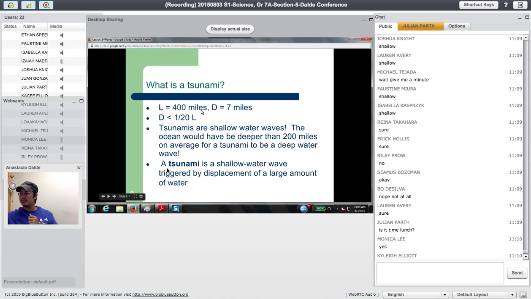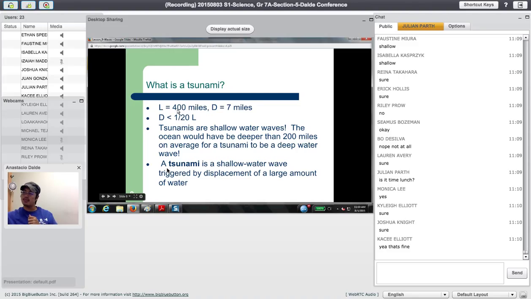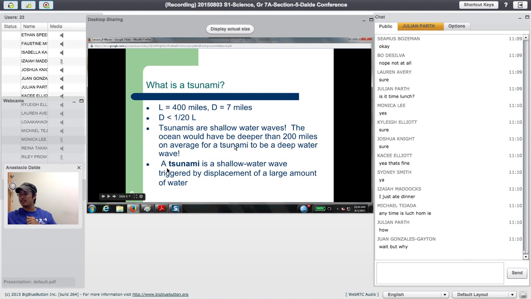Well, if the length is 400 miles, then 1/20th of the length is, let's see, 400 divided by 20, that would be 20. And the depth is 7 miles. So tsunamis are all shallow water waves. And it's interesting because tsunamis are shallow water waves even in the deepest part of the ocean. I think that's crazy.